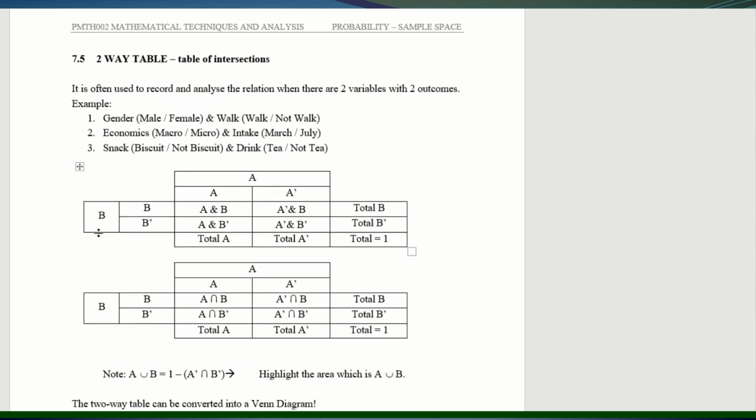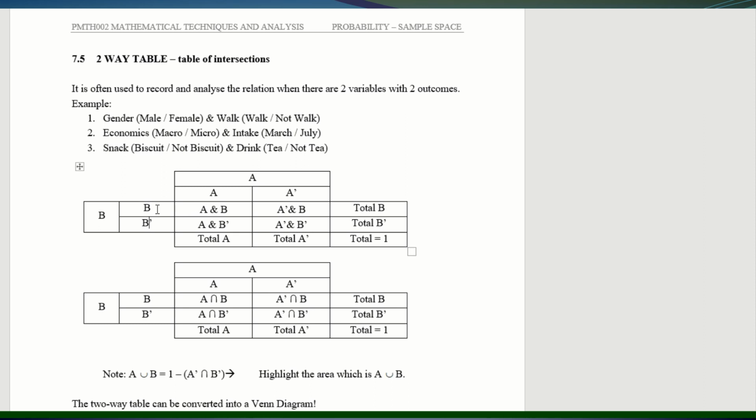Now we will have the two-way table. Two-way table is something new to you. All of you have not done it before. You have not done it in school, but it's pretty much really direct. Okay, we also call it the table of intersections. Why table of intersections? Basically, two-way table, we talk about two different outcomes. So if I'm talking about A happening, A not happening. If I'm talking about B happening, B not happening.